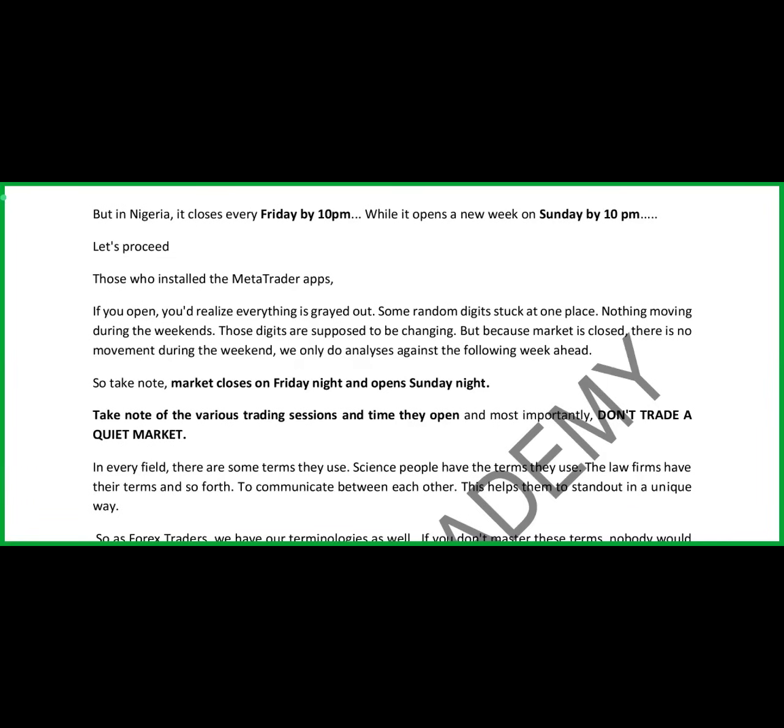In every field, there are some terms they use. Science people have their own terms they use. The lawmakers, the law firms too, have their own terms they use, and so on. So these terms I'm talking about may be like slang, used to communicate between each other. Me being a forex trader, I can tell a forex trader the slang and he will get it. But people who don't trade won't understand our communication.